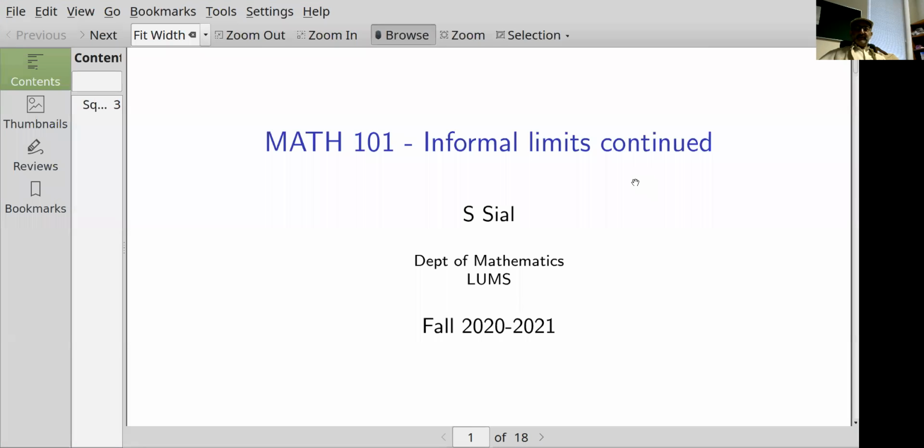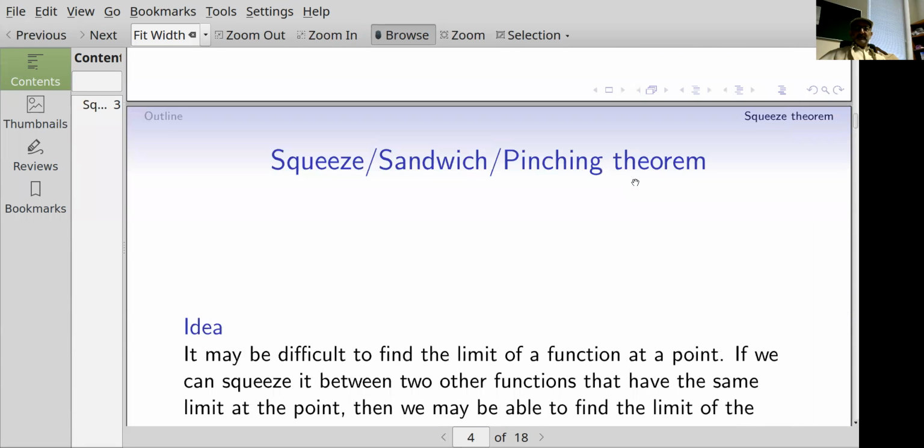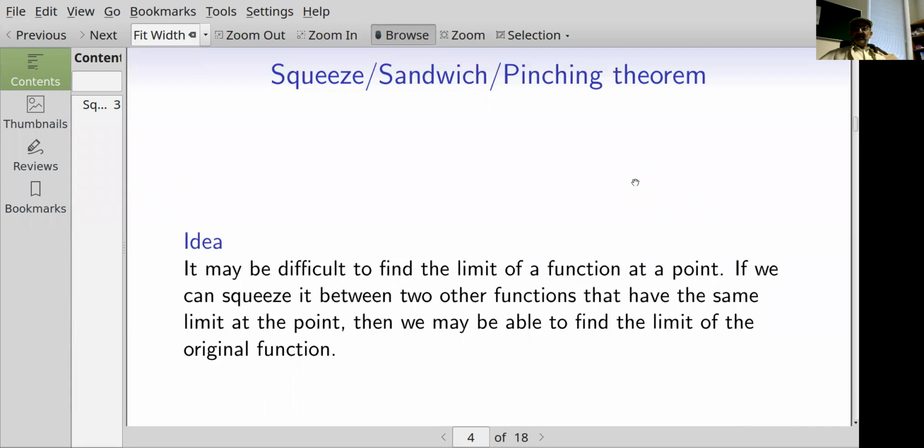Continuing with our discussion of the evaluation of limits, in this section we discuss the use of the squeeze theorem. The squeeze theorem is also known as the squeeze, sandwich, or pinching theorem. So you see all these notations, these nomenclatures in different textbooks. And this is the idea.